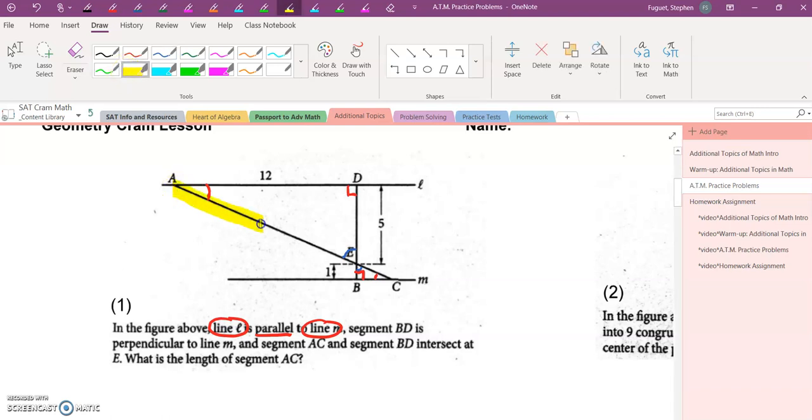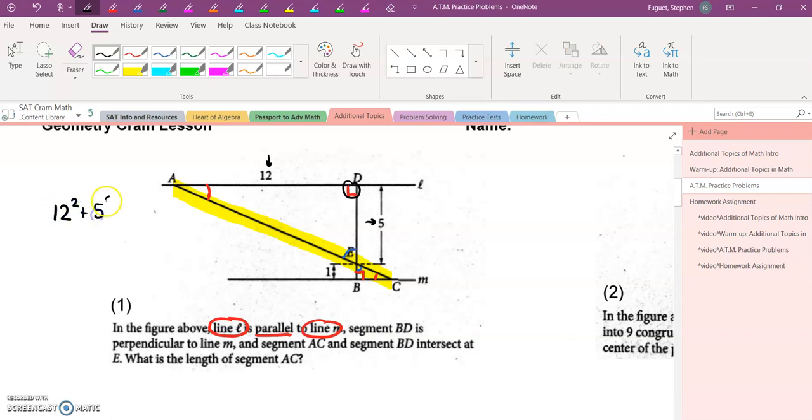Now, in order to do this, this is going to be a two-part problem. So we need to figure out the length of the entire AC. I want to start with AE first. Because this is a right triangle, this has a length of 5, this has a length of 12, we can use the Pythagorean theorem to get the first section of this.